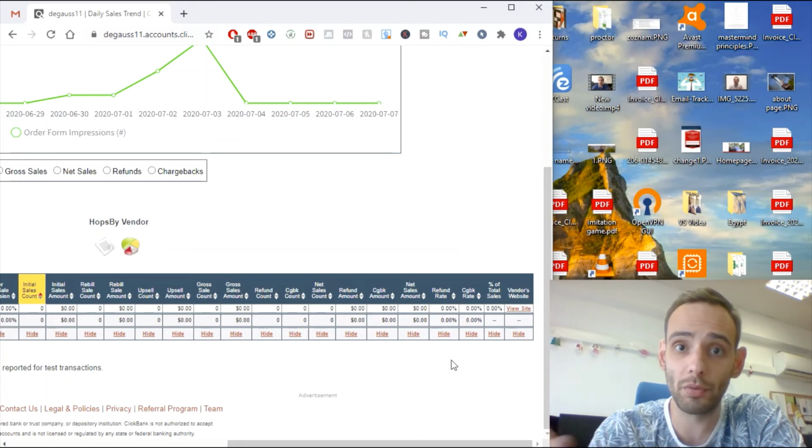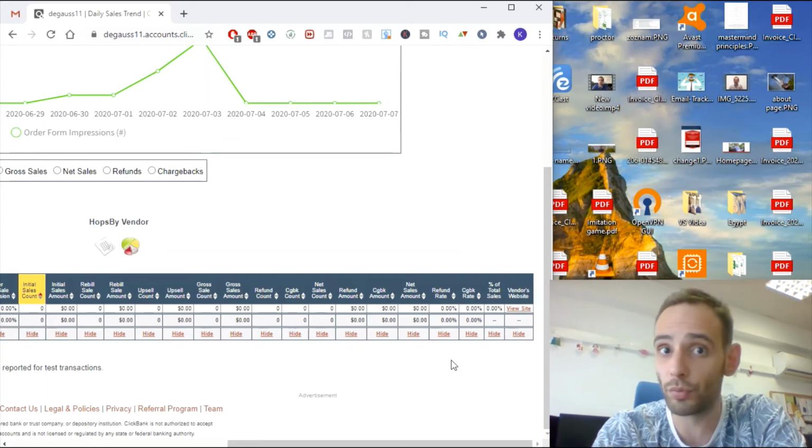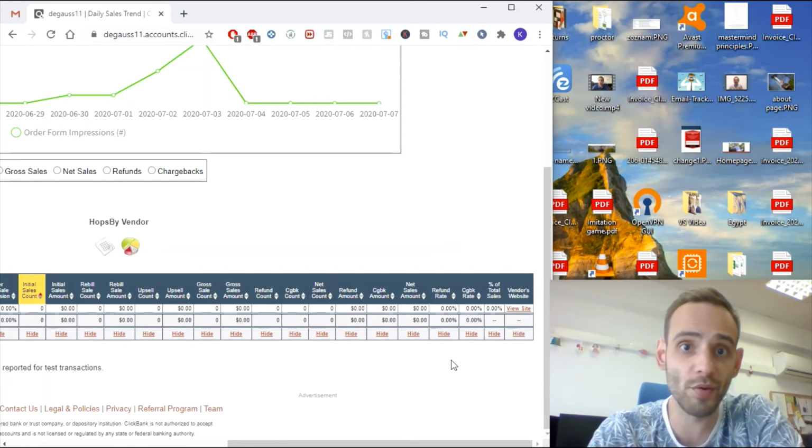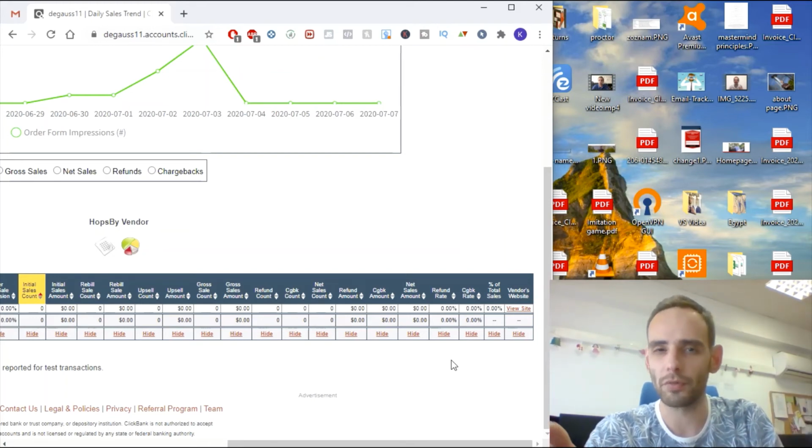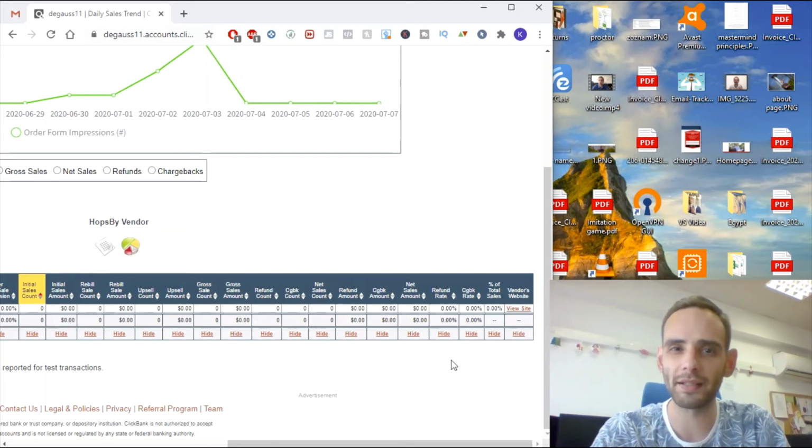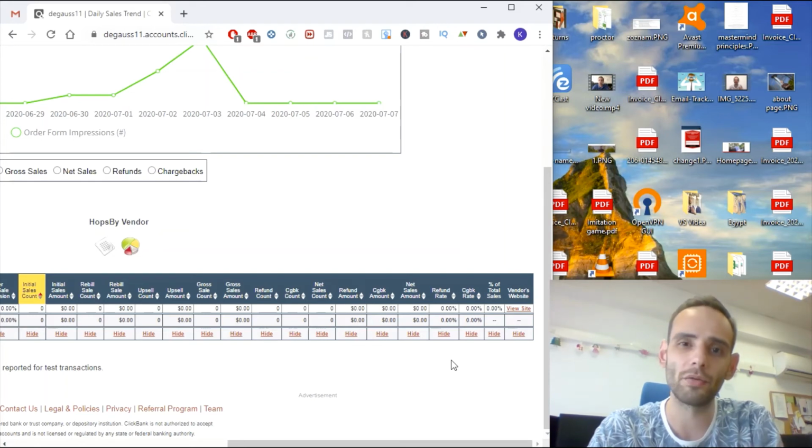So maybe you are promoting a lose weight product, and in the end you are selling them a product in the make money online niche, you get the point. So you are promoting something different from what you're offering them in the end. So these are the reasons why the refund rate is usually high.